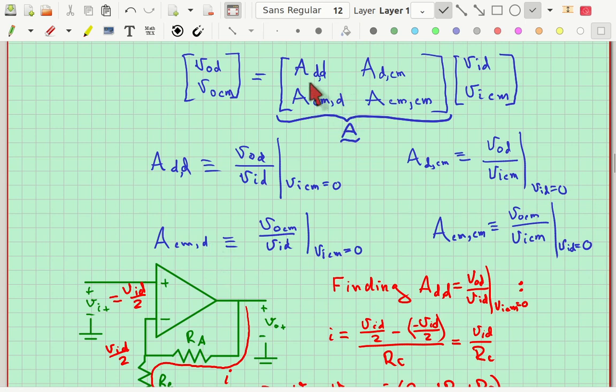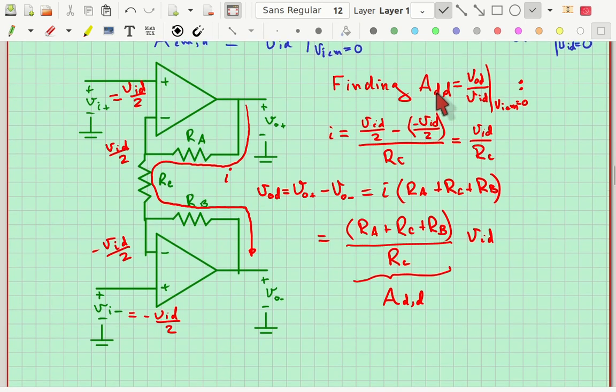The ACM, D is the common mode voltage that comes out when you have a differential input voltage, which means the common mode part of the input voltage is 0. And the last parameter, ACM, CM, is the common mode output voltage caused by a common mode input voltage, where we've set the differential to 0 to make sure it was all common mode. Let's first of all compute the ADD. We'd really like that to be large, so I'm doing that in red.